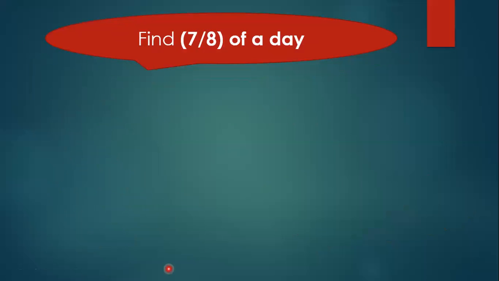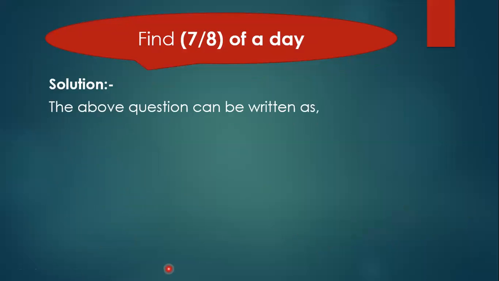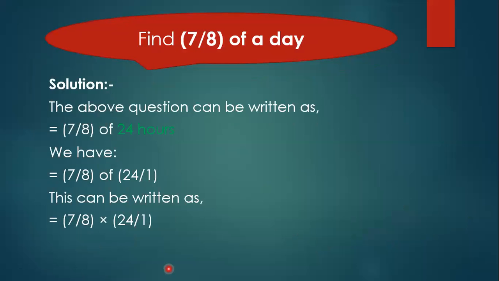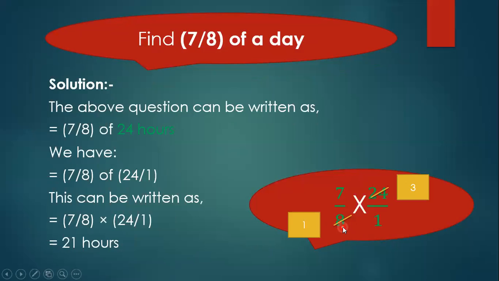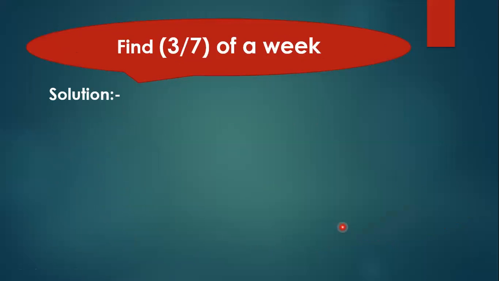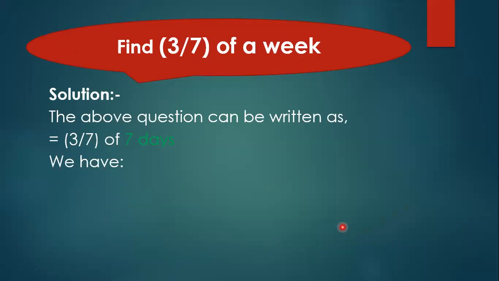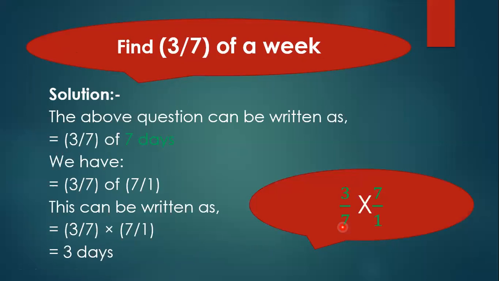Okay. One more question, let us see. 7 by 8 of a day. Children, one day means what? One day means 24 hours, right? So we are going to follow the same thing. In 8's table, 24 goes 3 times. 7 multiplied by 3 is 21 hours. Okay. 3 by 7 of a week. 1 week is 7 days. 7 get cancelled. We are left with 3 only.